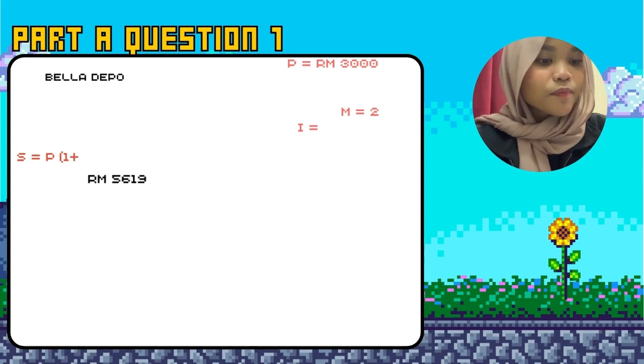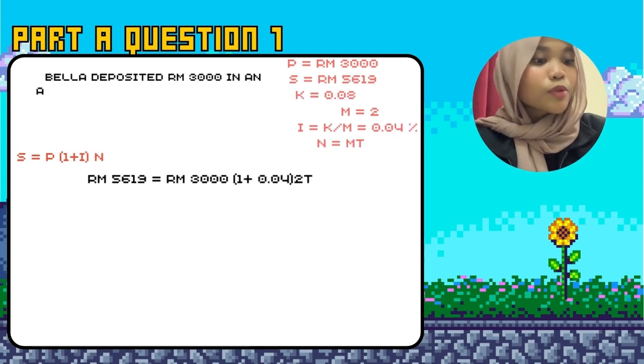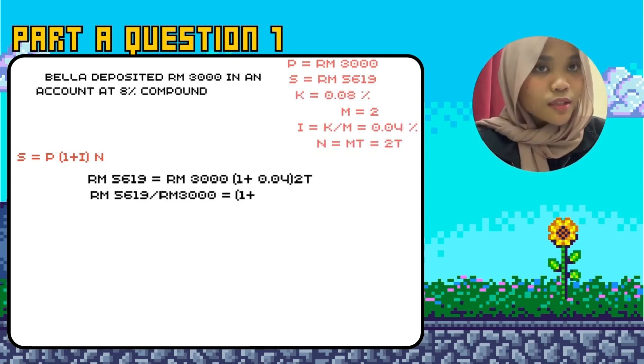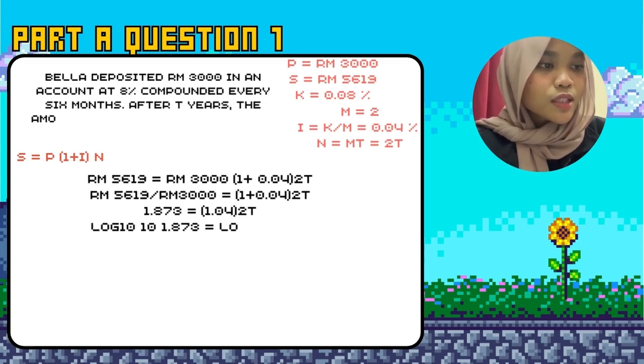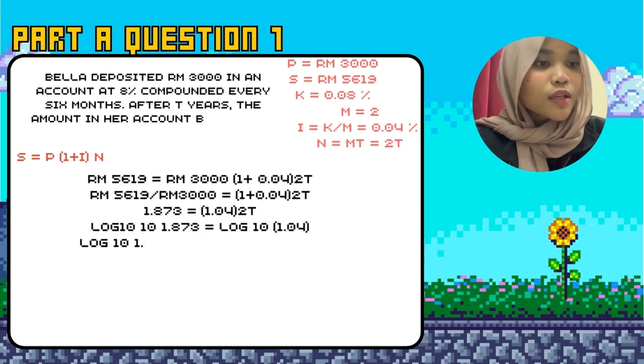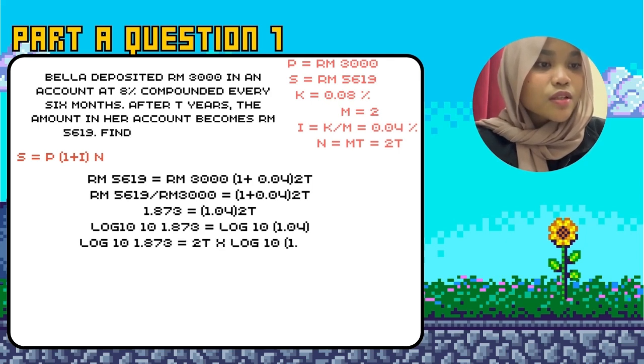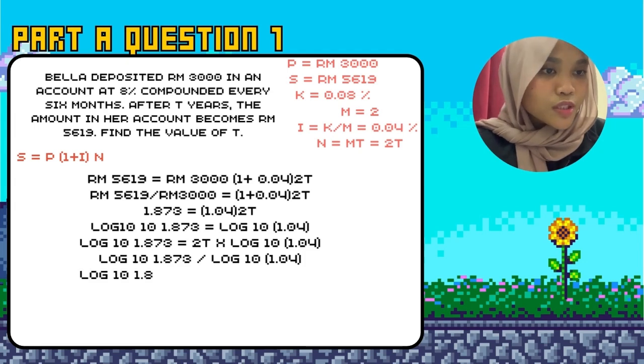So in this question, the P would be 3,000, the K would be 0.08, which is 8%. M would be 2 because we compound every 6 months. T would be X because we don't know the terms. S would be 5,619. We are going to use the S formula, which is S equals P bracket 1 plus I bracket N.